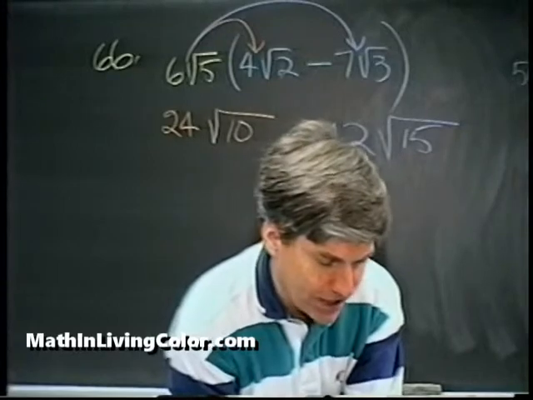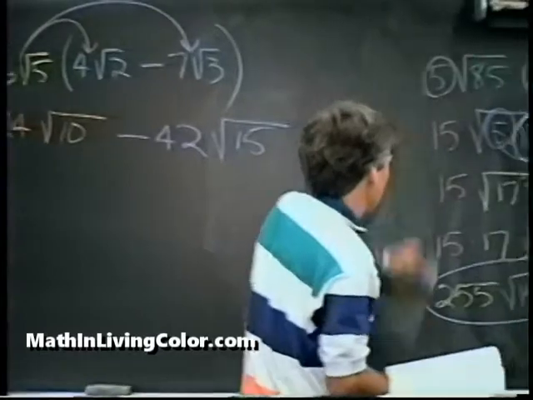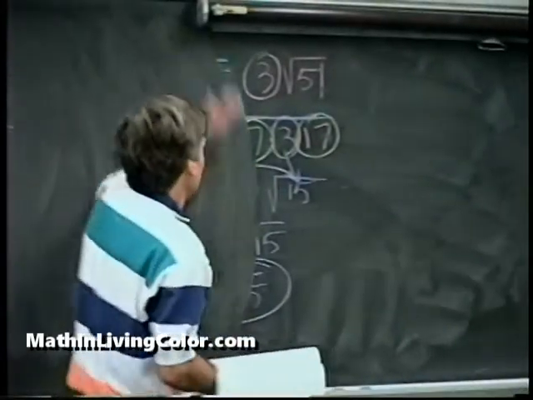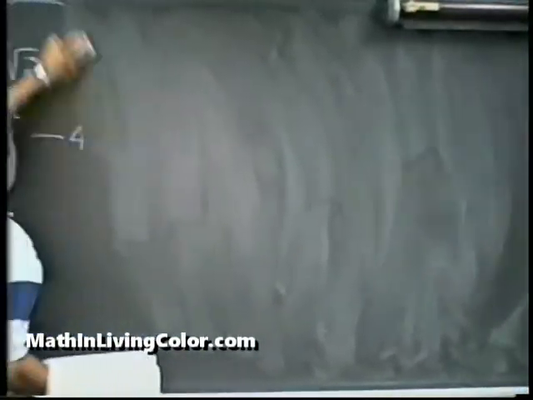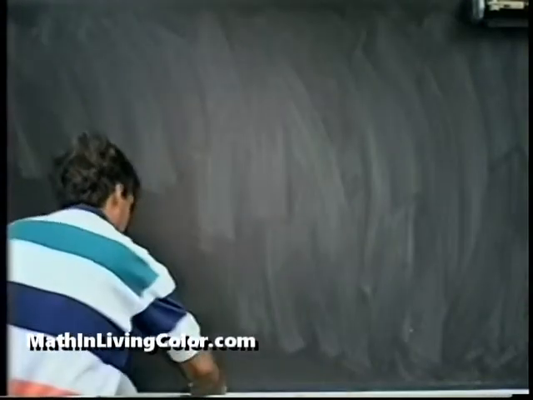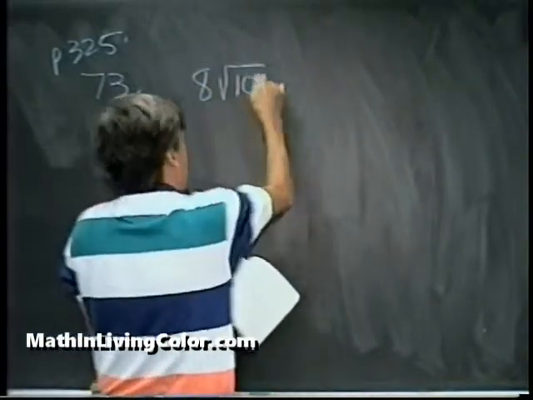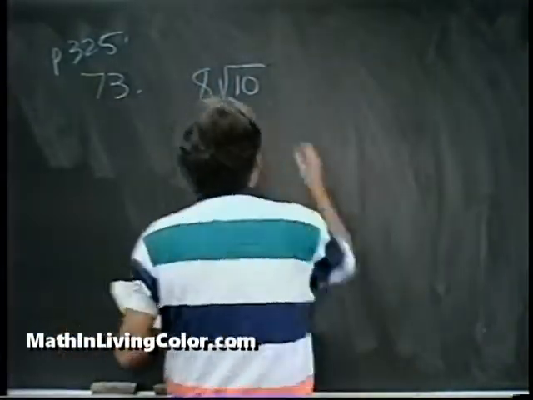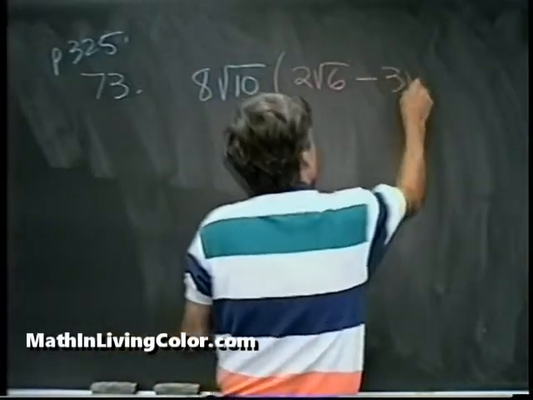So when you turn the page, I'd like you to look at number 73. Number 73, I especially want you to see, because I've got an error in it. There's an error in the way number 73 is laid out. So I want to be sure to tell you about this. Number 73, we're now on page 325, cruising along, 8 square root of 10, and that's going to be times 2 square root of 6 minus 3 square root of 2.